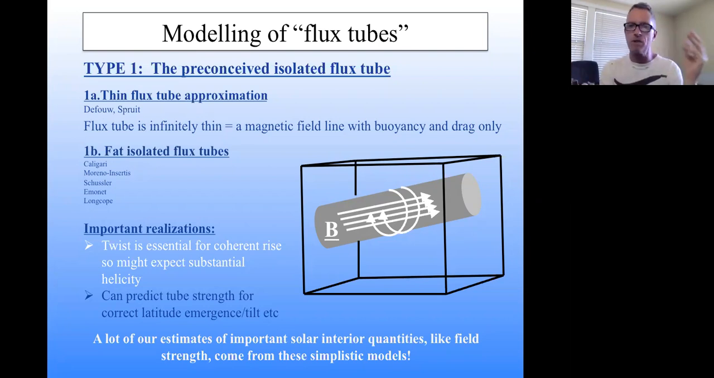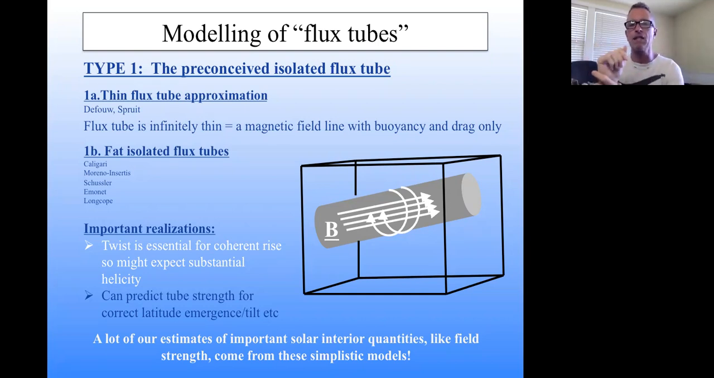Then you can say, well, zero cross-section is clearly not right. Let's look at fatter flux tubes. And immediately, looking at fatter flux tubes with cross-sectional area, you get very different dynamics. So for example, you get a wake behind a fat thing. You don't get a wake behind a thin flux tube. You get a wake behind a fat flux tube, and wake dynamics on these things are very important.